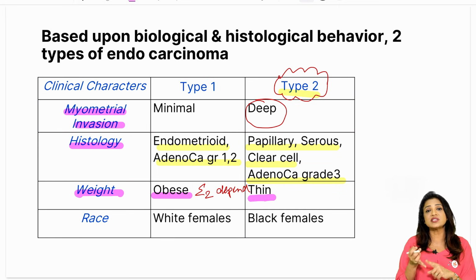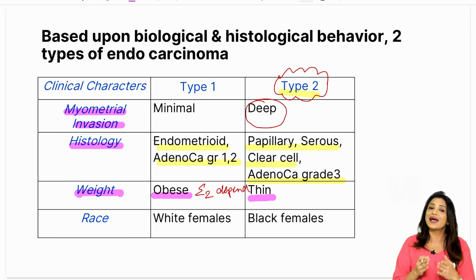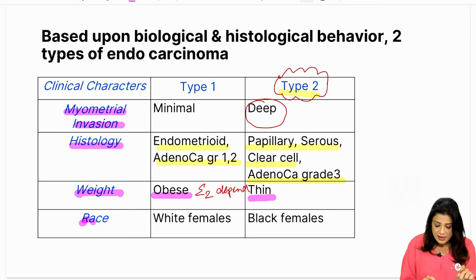So, the thin patients, old, above 60, not dependent on estrogen, and the type of carcinoma being papillary and adenocarcinoma grade 3 and clear cell carcinoma are the type 2 ones. Okay. Now, coming to the race, this is just something you have to mug up. The white race has type 1 generally, and the black race has generally the type 2.